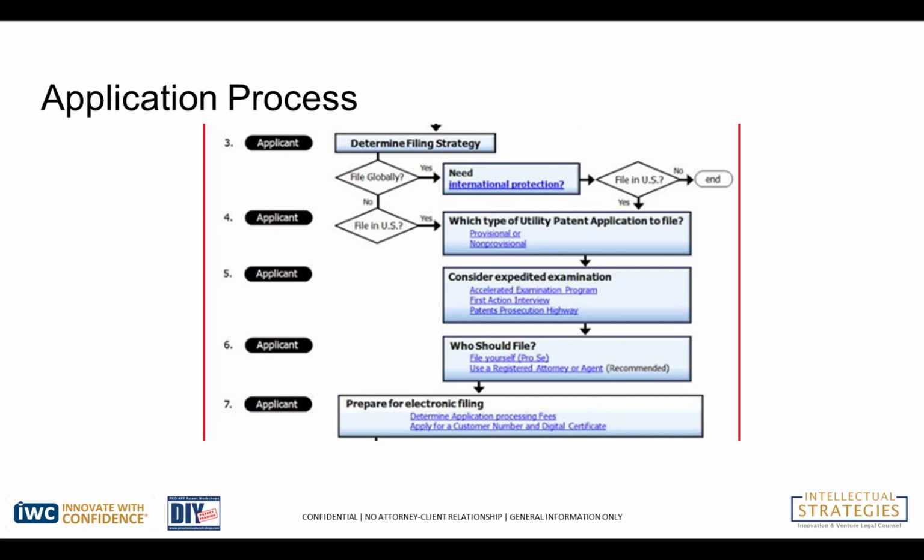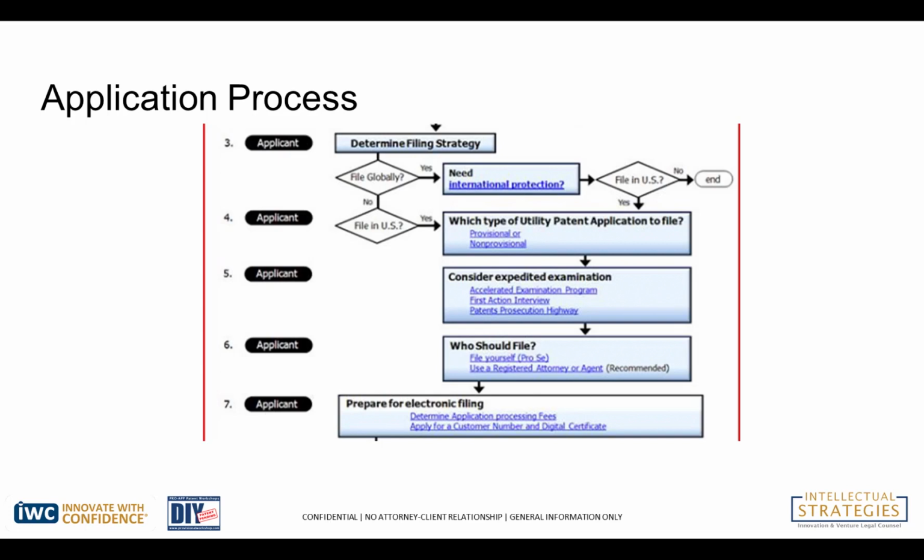Once you determine that you are going to file globally, then there's a whole other process that you can follow. We're not going to go through that in detail here. We'll talk a little bit about it in Module 4 to give you a heads up as to what to expect. In the flowchart at Step 4, the Patent Office suggests that you look at what type of utility patent application you're going to file, whether it's a provisional or non-provisional. In our case, we're of course working on a provisional patent application, so that step's easy.